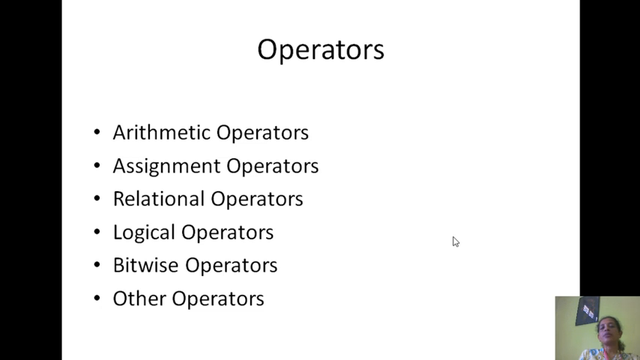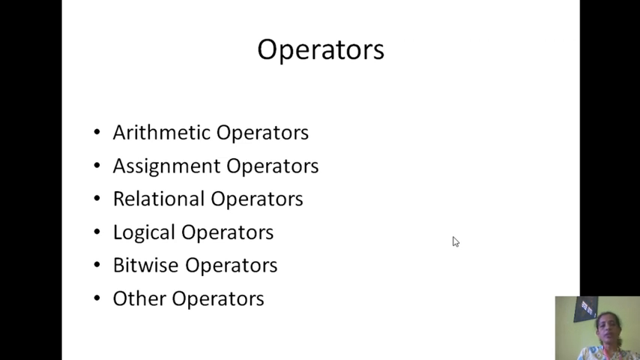Next category of operator in C++ is the relational operator. To represent the relation between two variables or two different expressions, we can use the relational operator.